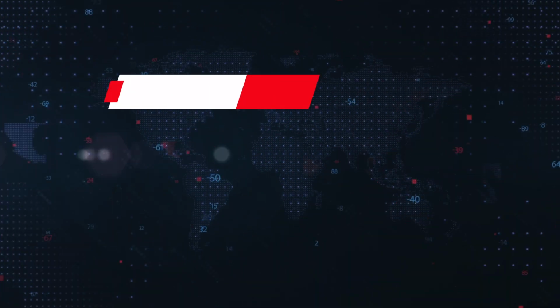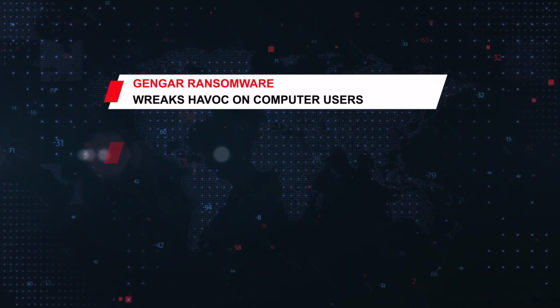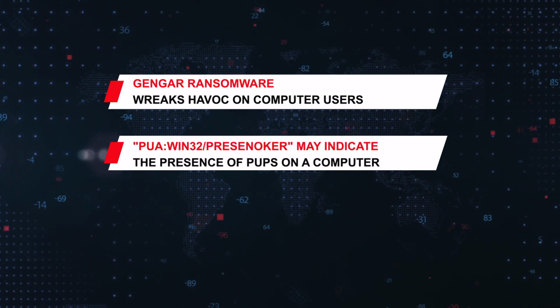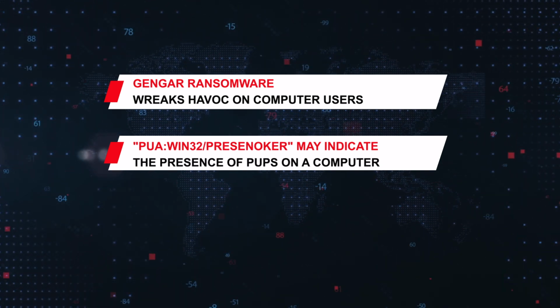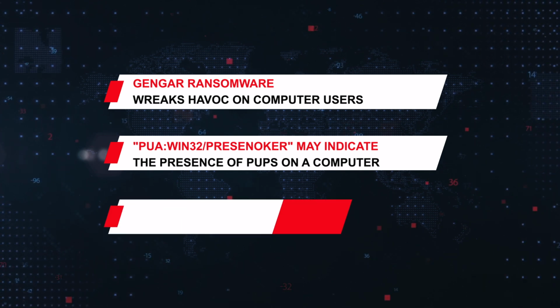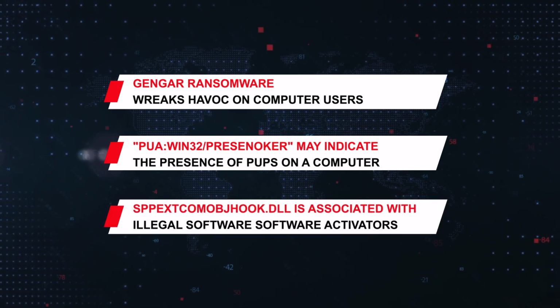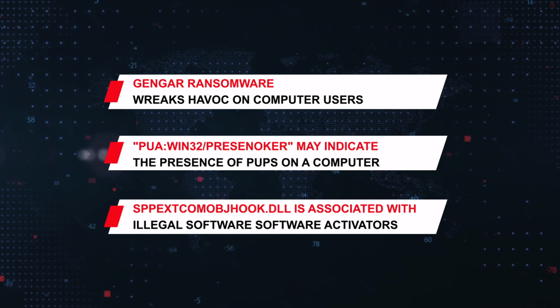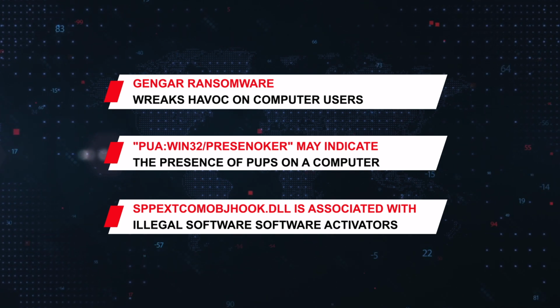On This Week in Malware, we'll be covering Gengar Ransomware wreaks havoc on computer users. PUA Win32/Presenoker may indicate the presence of potentially unwanted programs on a computer. And the SppExtComObjHook.dll file is associated with various illegal software activation tools such as Reloader and KMSAuto.